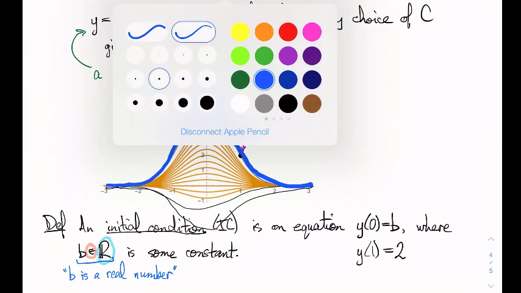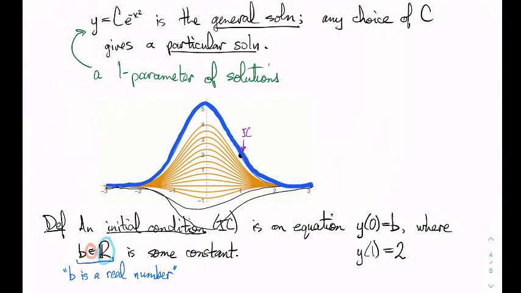So just to emphasize that there, the initial condition algebraically determines c, the integration constant, and more geometrically, the initial condition selects the particular solution y p that we want. That's the solution to this initial value problem.